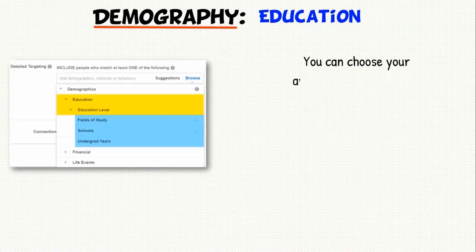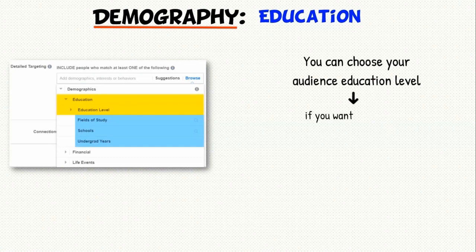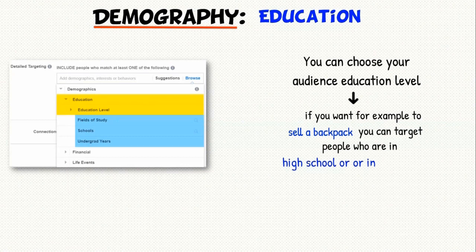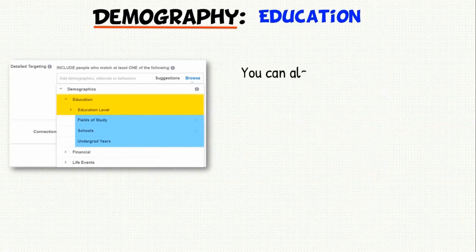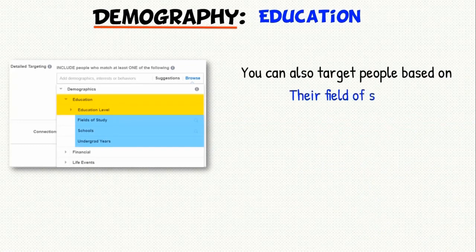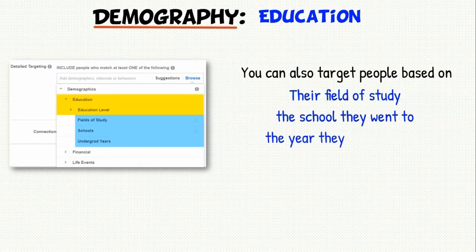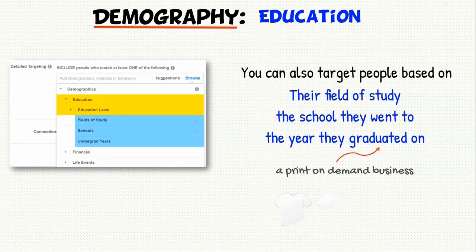Under education, you can choose your audience's education level. So if you want, for example, to sell a backpack, you can target people who are in high school or in grade school. You can also target people based on their field of study, the school they went to, the year they graduated. These would be super helpful if you are running a print-on-demand business.